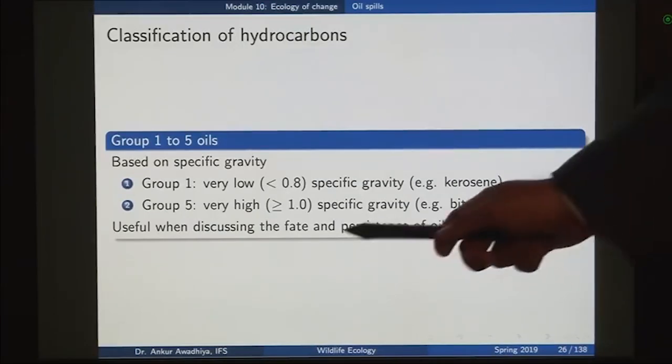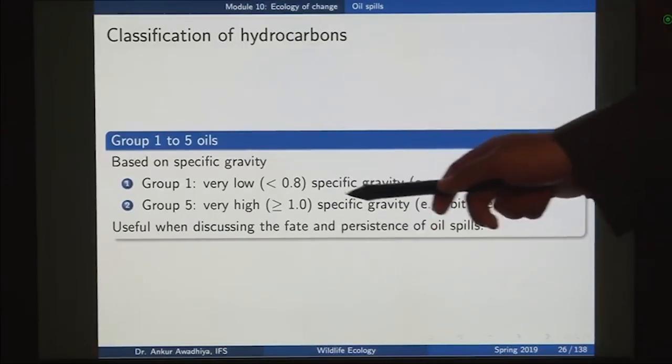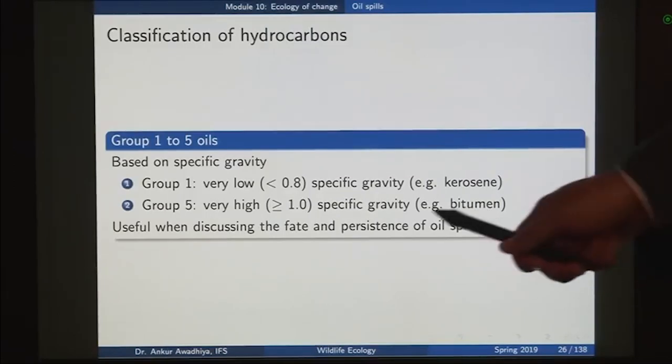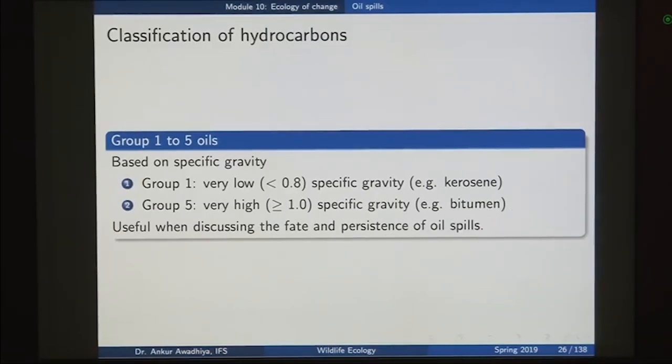Fate and persistence, because if you have an oil that is coming to the top, on the top it will be oxidized because it is exposed to the air, and it will also be acted upon by the UV rays of the sun. So the fate will be very different, and also the persistence will be very different, because in the case of the hydrocarbons that are coming to the top, after a while they will be removed from the system because of various processes. Whereas those hydrocarbons that are coming to the bottom will probably persist for a very long period of time.